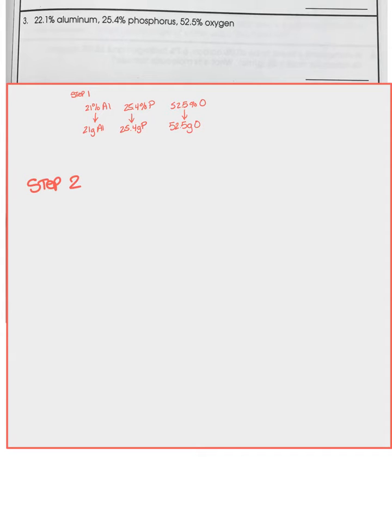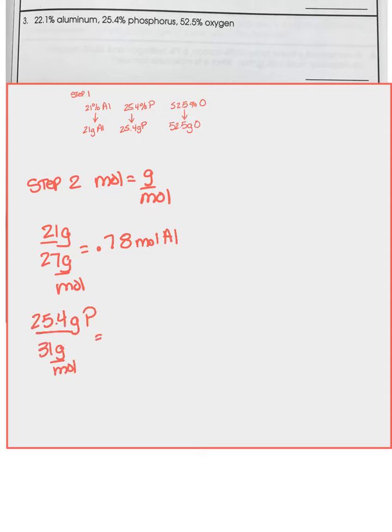Now I'm going to do step 2, and in step 2, again, we're taking the mole formula and we're changing grams into moles. Alright, on this first one, we're going to take 21 grams of aluminum. We're going to divide it by the molar mass of aluminum, which is 27 grams per mole. And we will end up with 0.78 moles of aluminum. For this next one, I took the 25.4 grams of phosphorus.